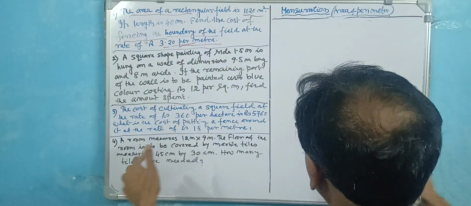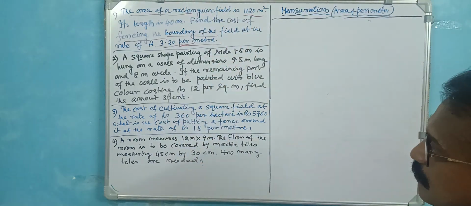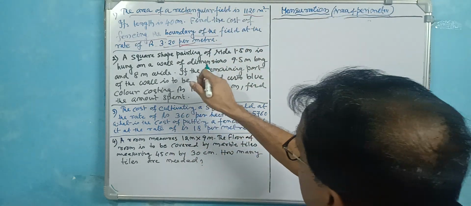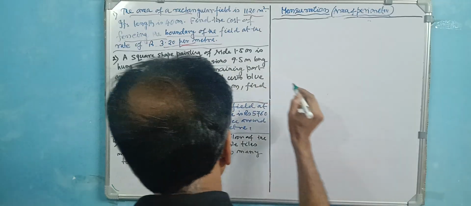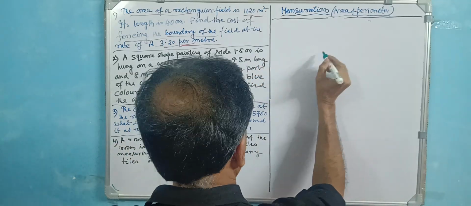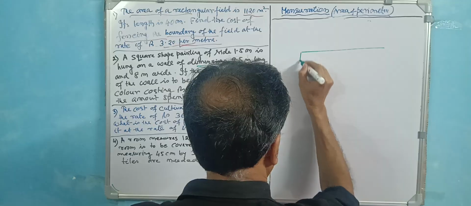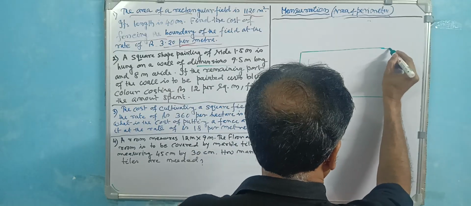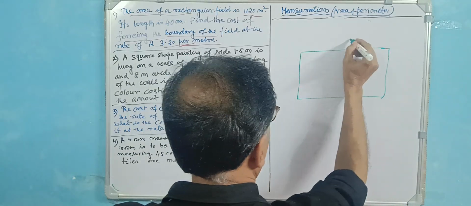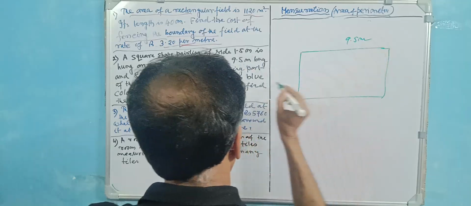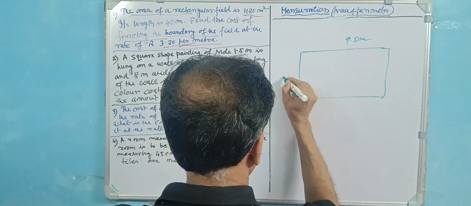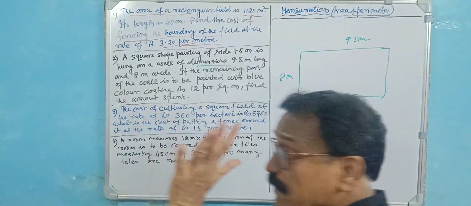wall. That means a painting is just hung on the wall. The wall dimension is this by this, that means this, just you draw, so this is 9.5 meter long, and this is 8 meters wide. Okay, the concept must be clear.